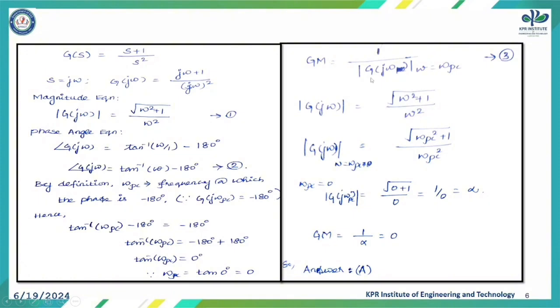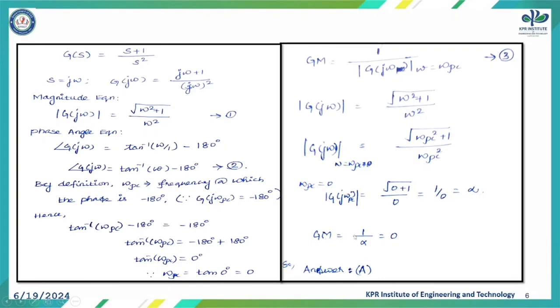Then we want to find the magnitude of the transfer function at omega equal to omega pc. Hence I am substituting omega is equal to omega pc in this equation. Hence G of j omega at omega equal to omega pc is equal to square root of omega pc squared plus 1 divided by omega pc squared. Now we know that the omega pc value is 0. Then we substitute omega pc is equal to 0 in the above equation. Hence modulus of G of j omega pc is equal to square root of 0 plus 1 divided by 0. We know that 1 by 0 is equal to infinity.